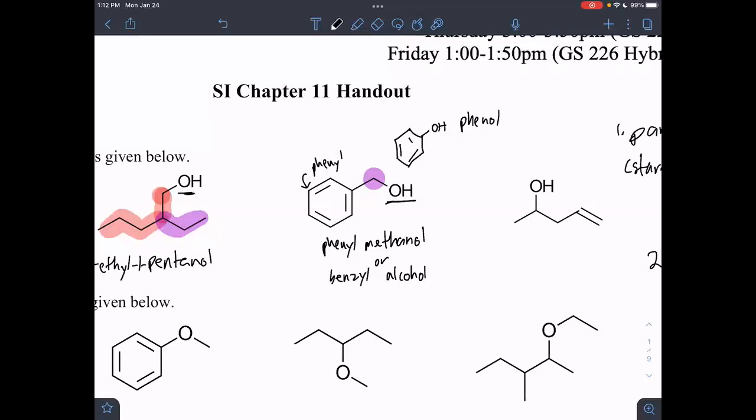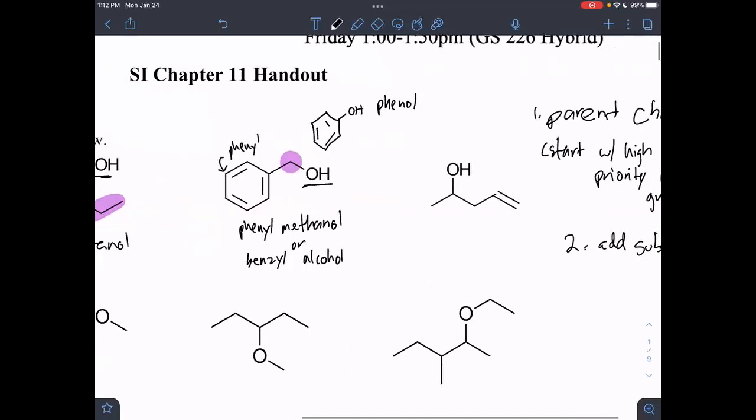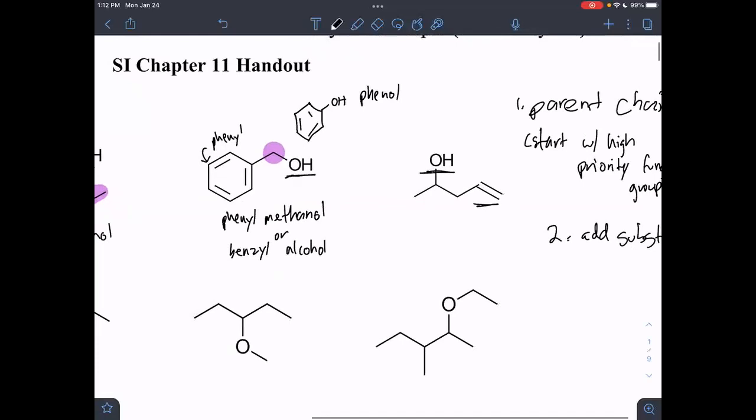Okay, so the last one, what takes priority here? We have an alkene and an alcohol. Okay, we have 1 vote for alkene. Alcohol. Yeah, the alcohol is going to take priority. So where do we start counting from? Wait, yeah, from the left, sorry. So what is each substituent going to be numbered?